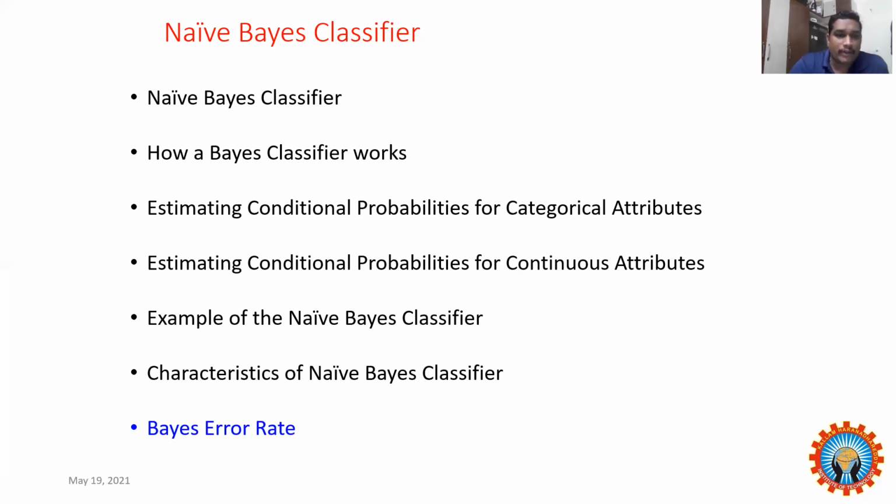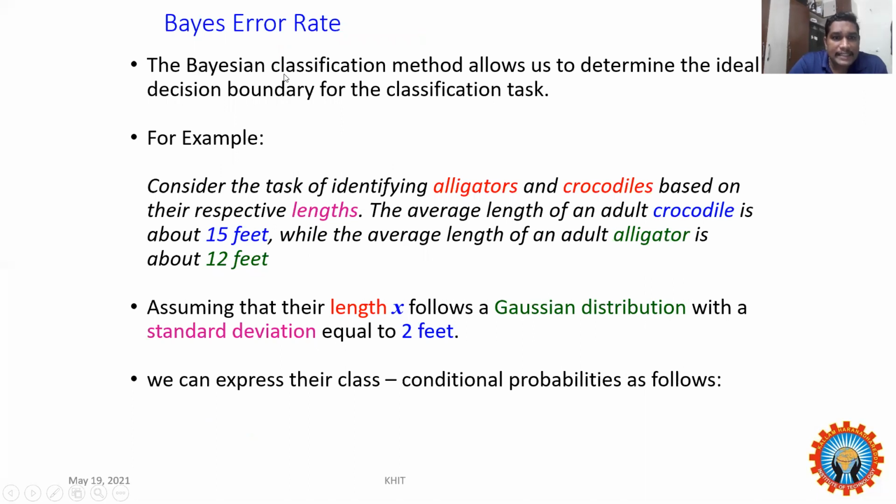We will take an example. The Bayesian classification method allows us to determine the ideal decision boundary for the classification task. Why are we using the Bayes error rate? Because this is a Bayesian classification model which allows us to determine the ideal decision boundaries. Decision boundaries means you have to assume some boundaries for the same attribute type of data.